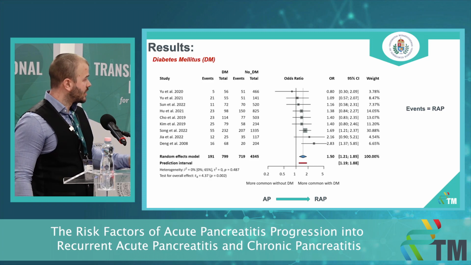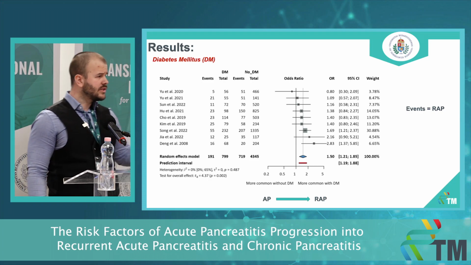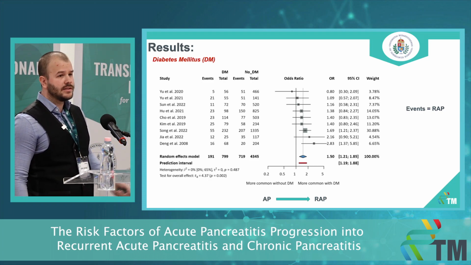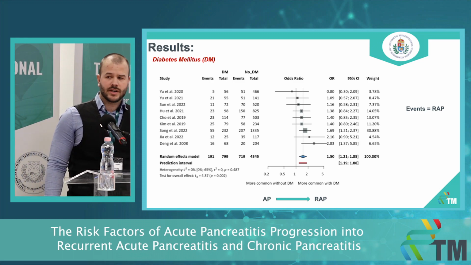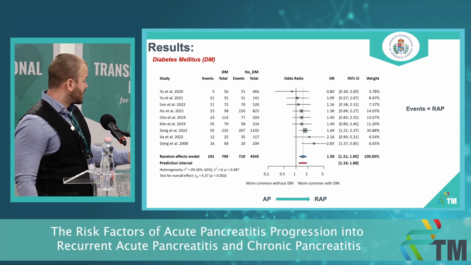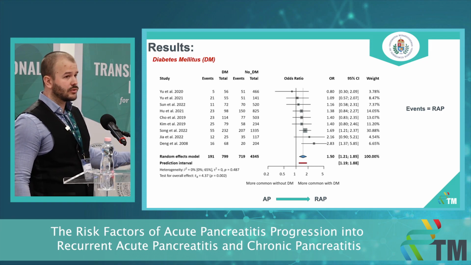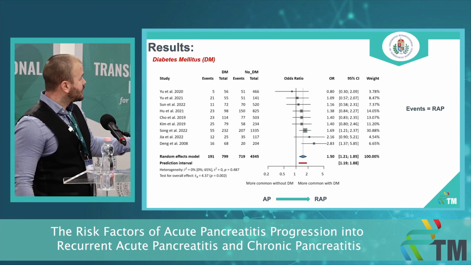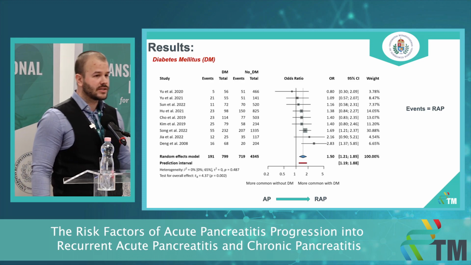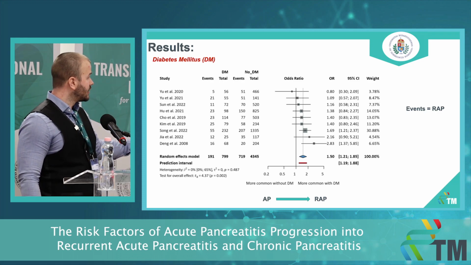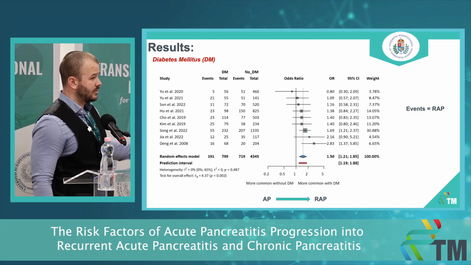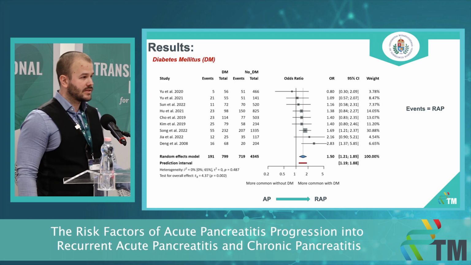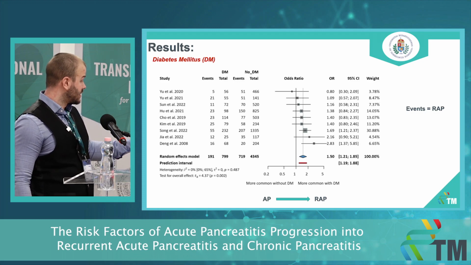Now I'm going to show you some of our results. On this forest plot, we investigated the association between diabetes mellitus and the risk of recurrent acute pancreatitis. Nine retrospective and prospective cohort studies were included in the analysis. The exposure group included patients with acute pancreatitis and diabetes mellitus. The comparison group included patients with acute pancreatitis without diabetes mellitus. The event of interest was the development of recurrent acute pancreatitis.